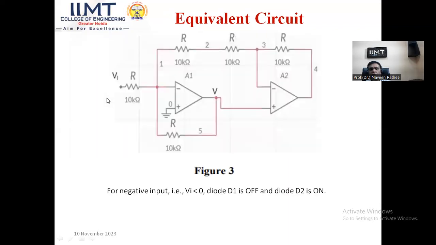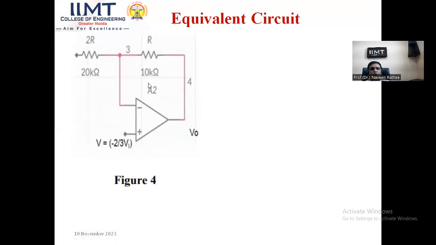How you get 20 kilo ohm? You see it over here. This 10K and 10K, they are in series now. So it becomes 20 kilo ohm. So this 20 kilo ohm, I am showing it over here at the terminal, this terminal number 3, which is connected to the inverting terminal of the op-amp A2. This is what I have shown over here. So this 20 kilo ohm is there now. So this 3 is connected to the inverting terminal.